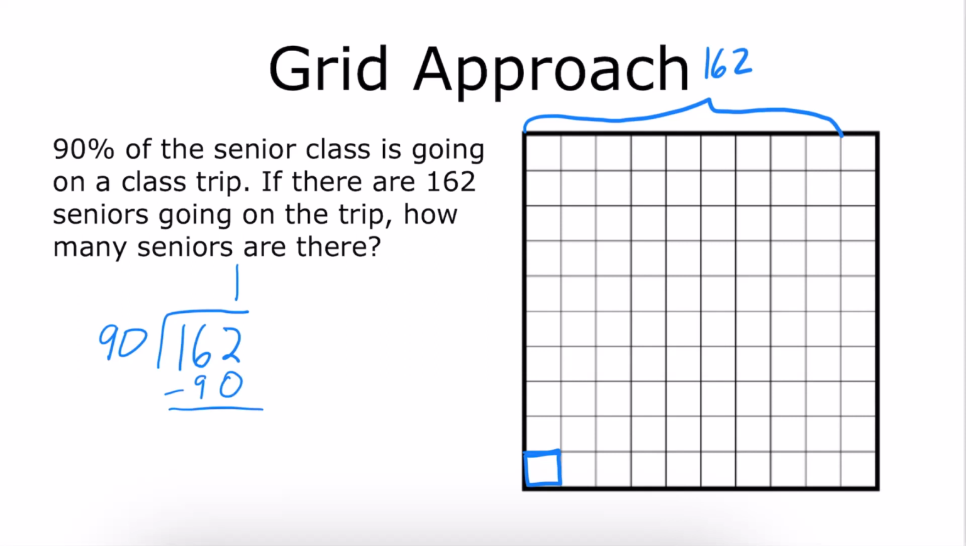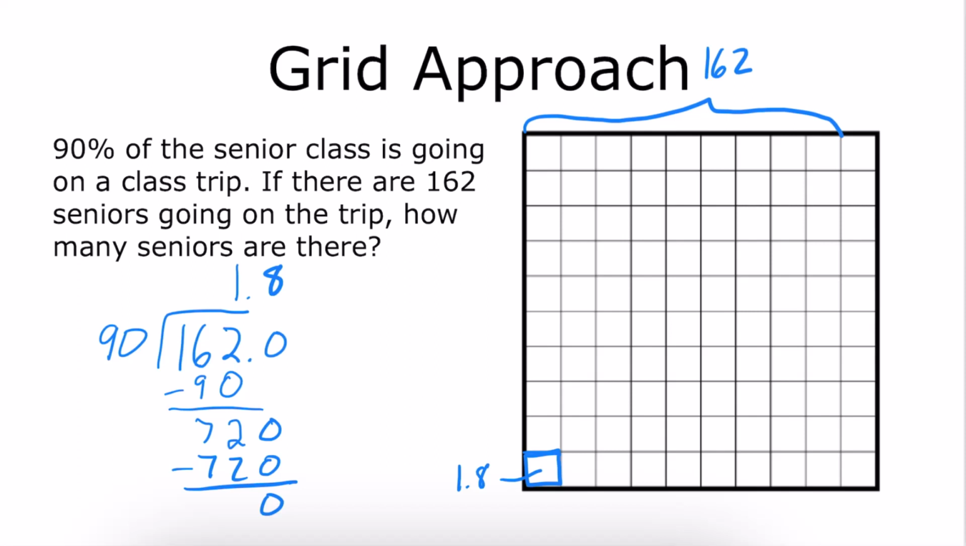If I subtract that to see what my remainder is, I would have 2 ones and 7 tens. And then I could exchange those 72 ones for 720 tenths. And if I do 90 going into 720, that would be 8, because 8 times 90 is 720 exactly, which gives me no remainder. And so that tells me that each one of these boxes represents 1.8 seniors.